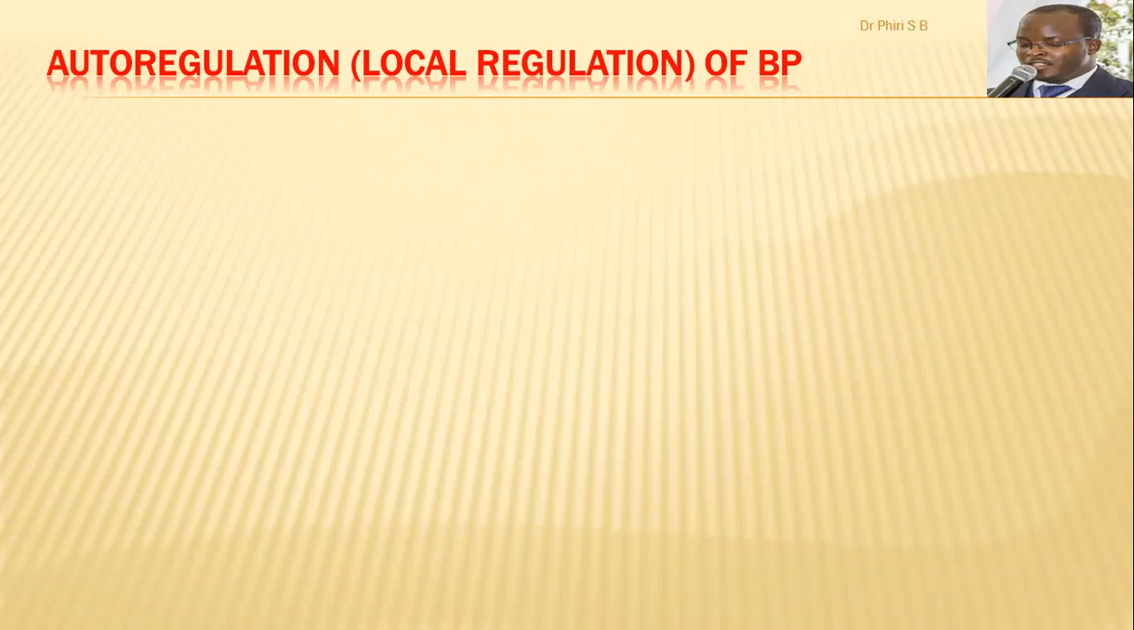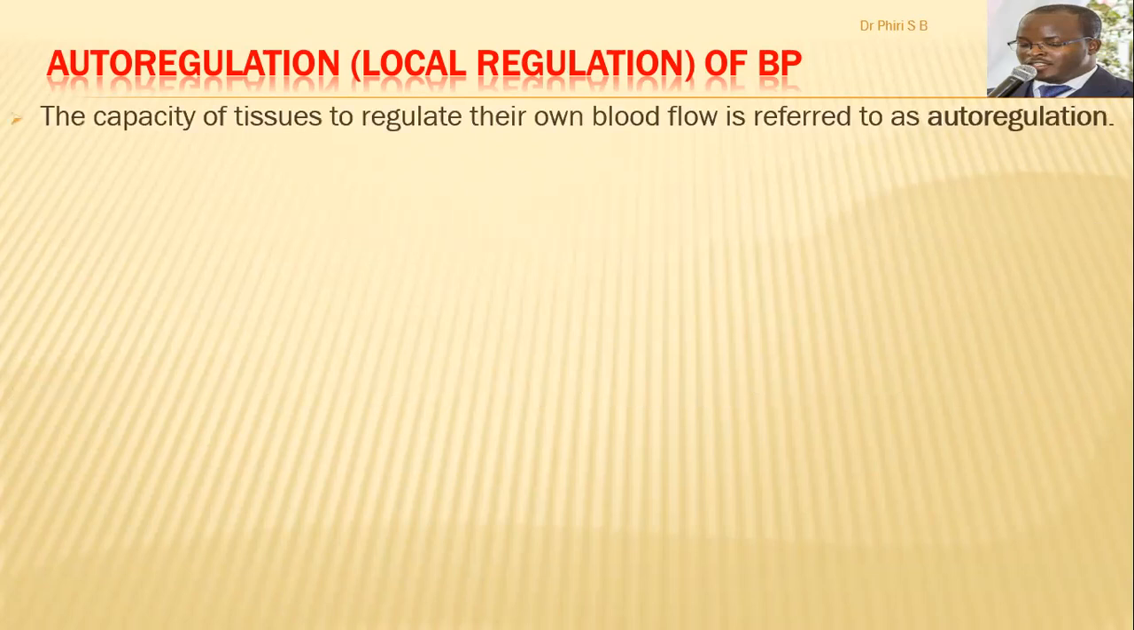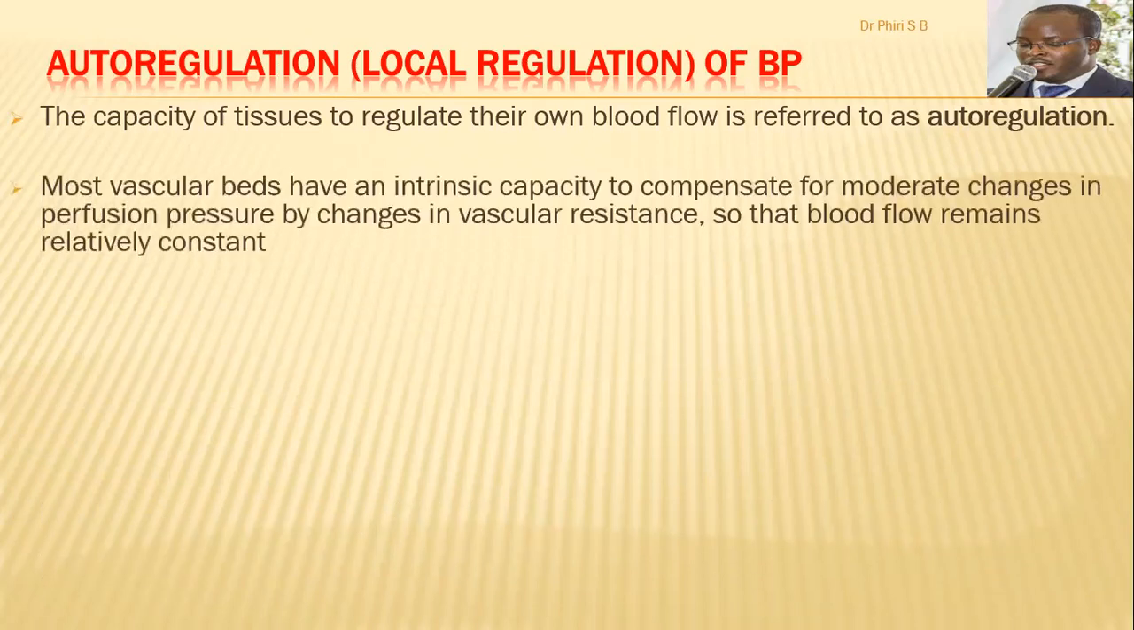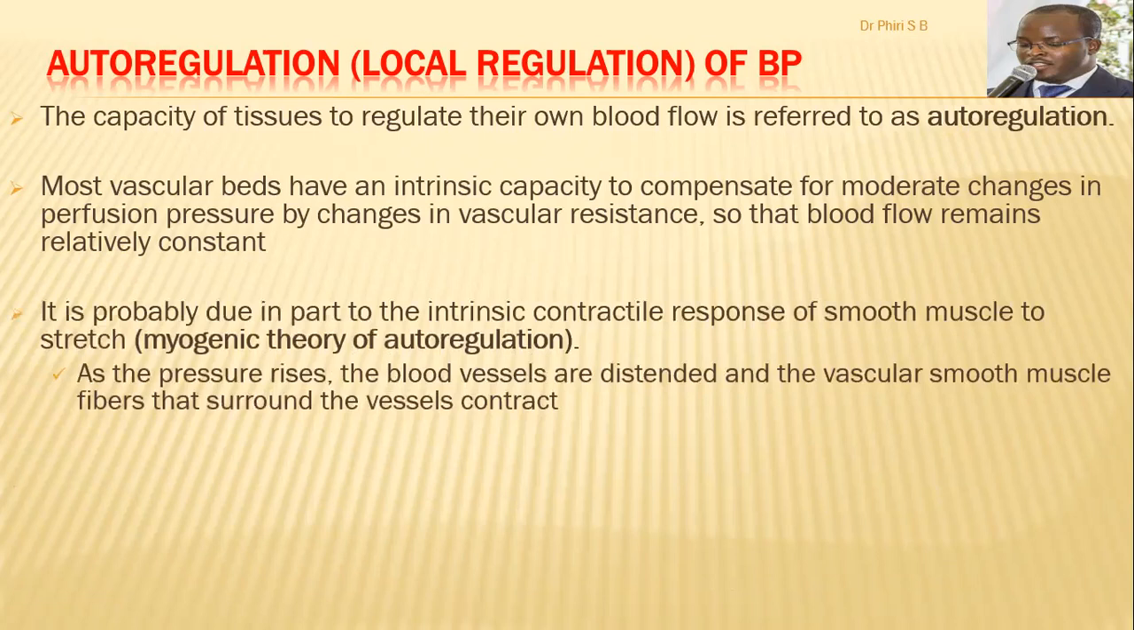So because there's a relationship between blood pressure and blood flow, it means factors that will have an effect on blood flow can also have an effect on blood pressure. So the capacity of tissues to regulate their own blood flow is referred to as autoregulation. Most vascular beds have an intrinsic capacity to compensate for moderate changes in perfusion pressure by changes in the vascular resistance so that blood flow remains relatively constant. So you need to maintain the blood flow despite changes in blood pressure. So if these mechanisms have an effect on blood flow, somehow they will also have an effect on blood pressure.